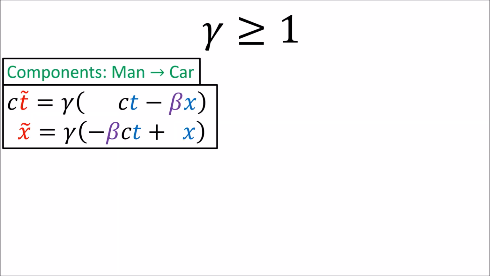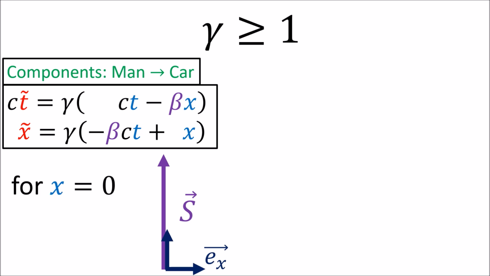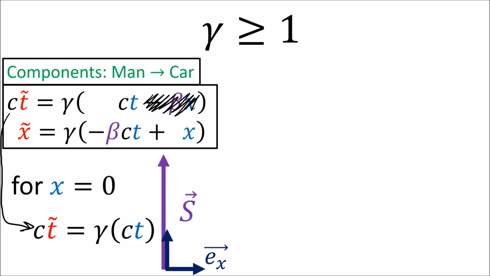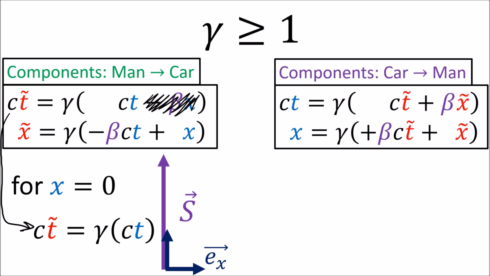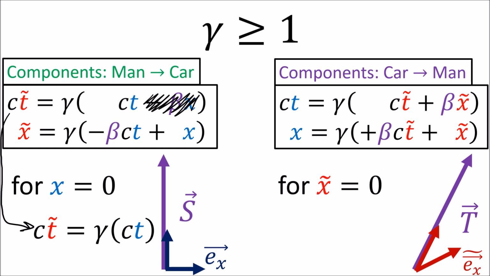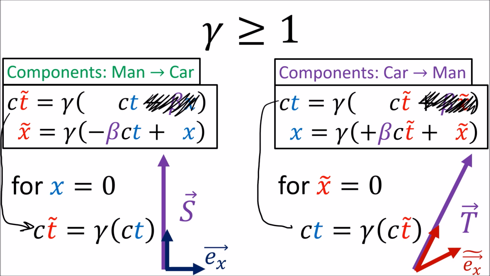When converting components from Einstein to the car, the S vector has a zero position component for Einstein, meaning that the first Lorentz transform equation becomes ct tilde equals gamma times ct. But when converting the components from the car to Einstein, it's the T vector that has a zero position component for the car, meaning that the first Lorentz equation in the reverse direction becomes ct equals gamma times ct tilde. There's no contradiction here because these two time dilation equations describe different vectors, S and T.